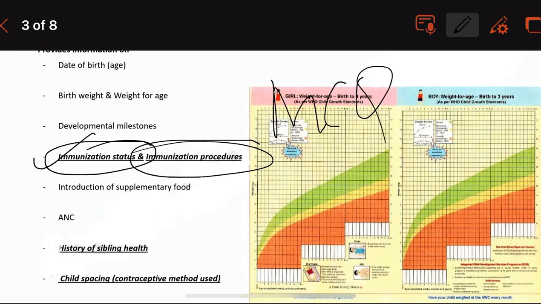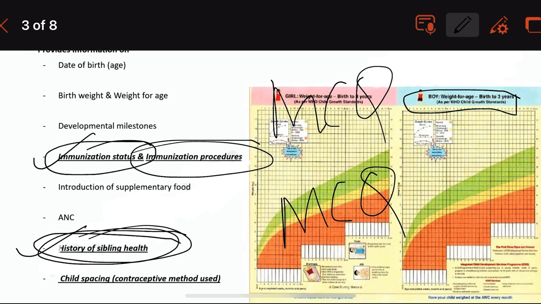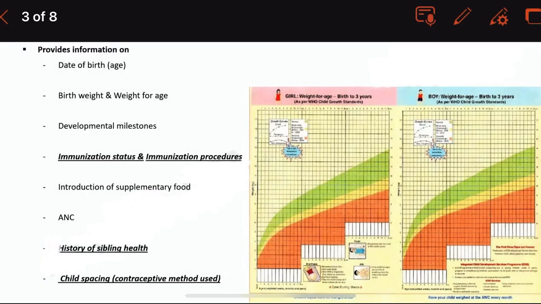This was an MCQ found. And it also contains the history of the siblings' health. Usually in the MCQ, we don't think about the growth chart containing the history of the siblings' health. Don't forget, it also contains the history of the siblings' health, and the contraceptive method used by the mother for spacing the children is also mentioned.